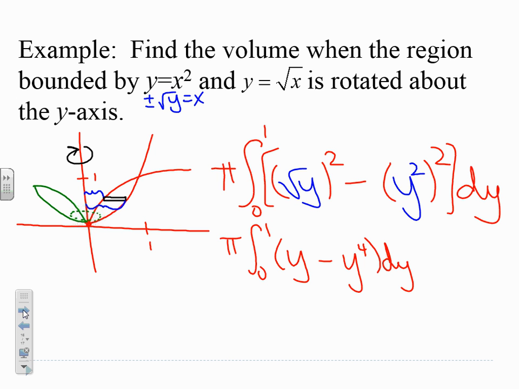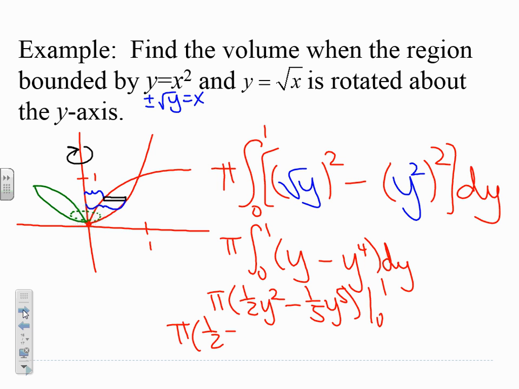Okay, we can integrate this, right? We have time. Antiderivative of y minus antiderivative of y to the fourth, evaluated from 0 to 1. So we have pi times 1/2 minus 1/5 minus 0. So we get 2/10, which is 1/5. No, that's wrong. 3/10. 3/10, yeah, my bad.